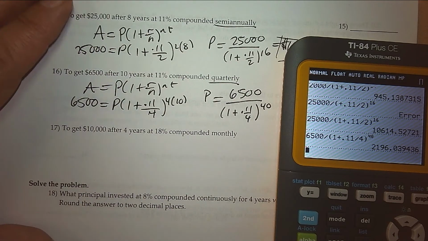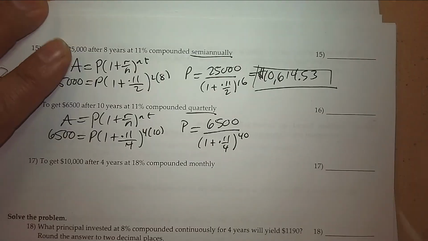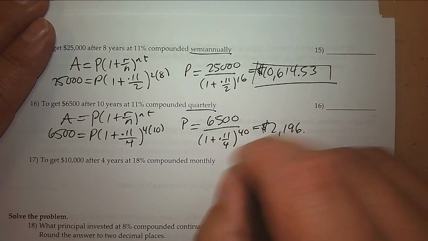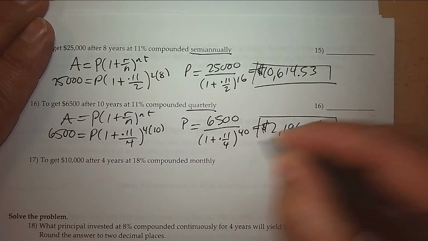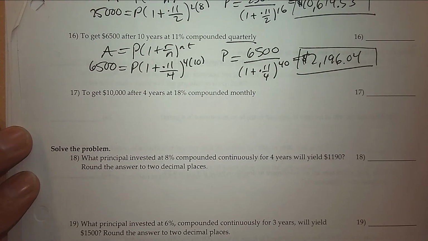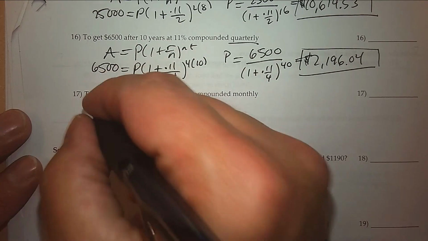So the original amount was $2,196.04. One more time like this. Probably a good time for you to try. Then press play. Up to you.